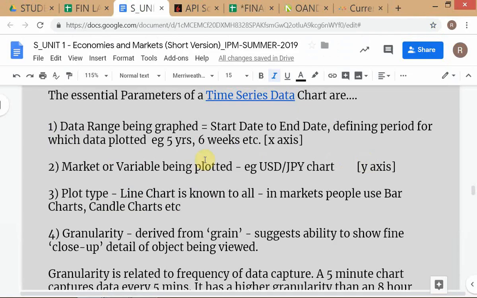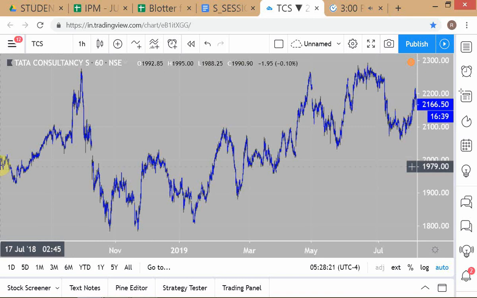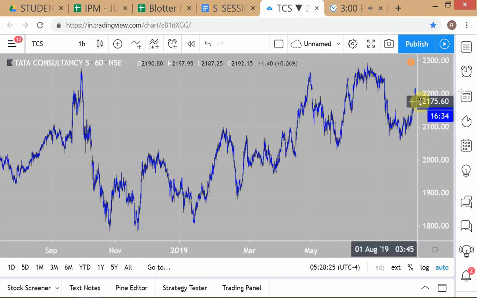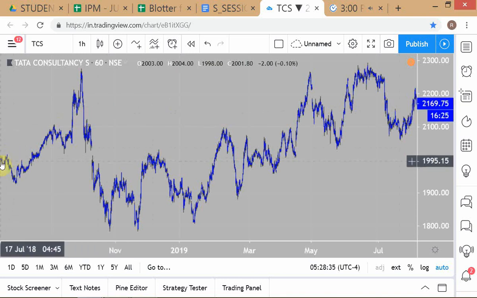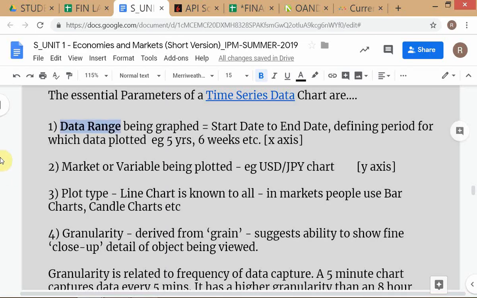All right, what are the elements of a time series chart? Data range being graphed. We want to use this exact term, data range. It's nothing but start date and end date. For most charts that we use in finance, the end date is very easy, it's the current period. Most of the charts have live data, so the end date is the current period, and then there's the beginning. Here we don't know exactly what it is, around 17 July 2018. So this is your data range, July 2018 to today.